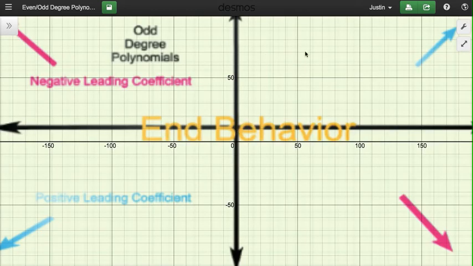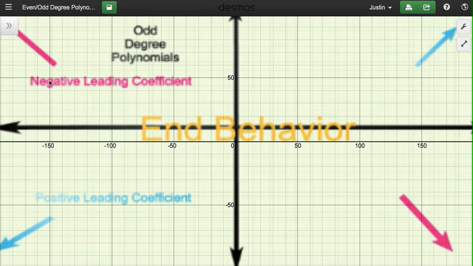So just like for even degree polynomials, I made a summary chart for odd degree polynomials. In this case, if I have a negative leading coefficient, it's going to start in the top left and go to the bottom right. The negative is the pink. If I have a positive leading coefficient, it starts in the bottom left, in quadrant 3, and goes up to quadrant 1 in the top right. And that's what all odd degree polynomials behave like.